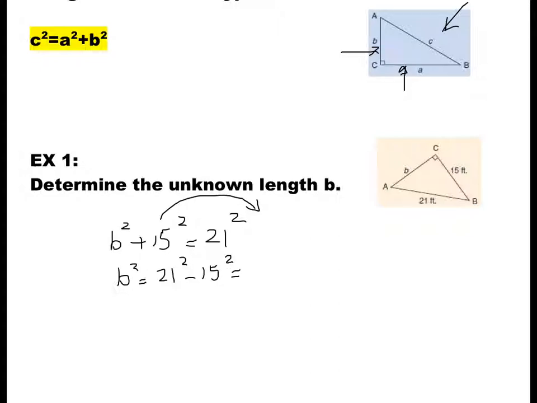Now, what is 21 squared minus 15 squared? 216. Thank you. Now I have b squared is equal to 216. To find b, I do the opposite operation. The opposite of square is square root. So I take the square root of both sides. I get b is approximately 14.7 feet.